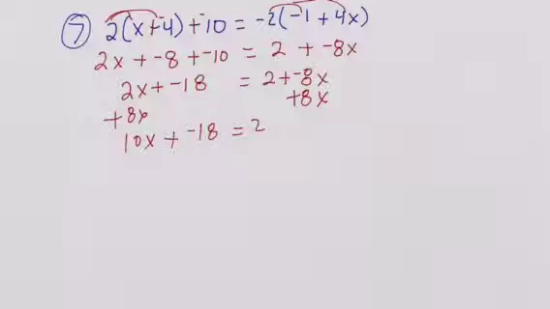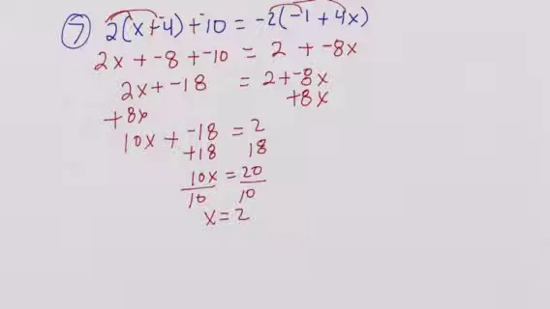Is the variable term on the left? It is. Is it first? It is. Is it alone? It's not. So we're going to go ahead and zero pair out the 18. So we have 10x is equal to 20. What math operation is this? It's multiplication. How do we solve it? By division. We're going to divide both sides by 10. So x is equal to 2.